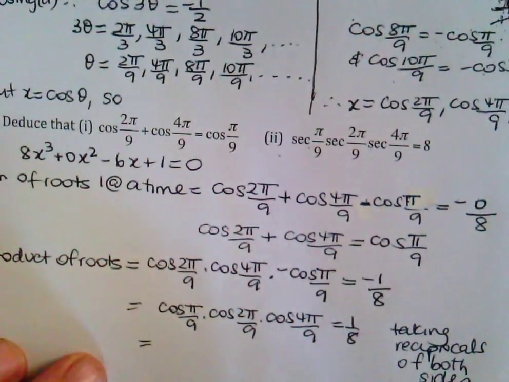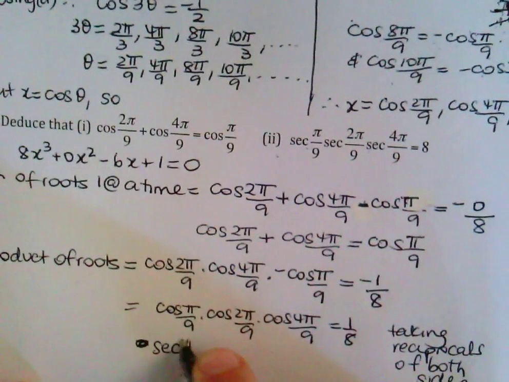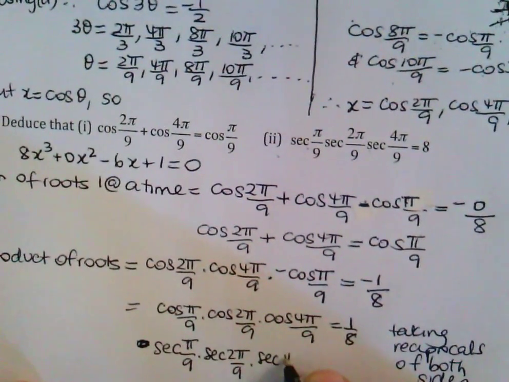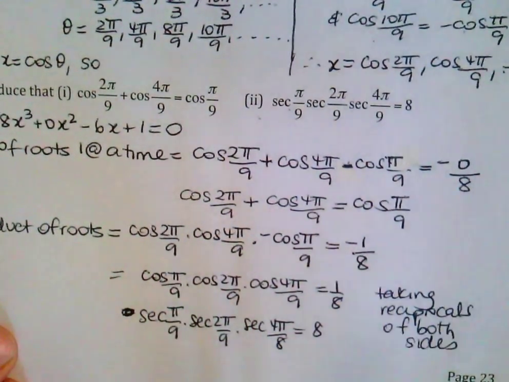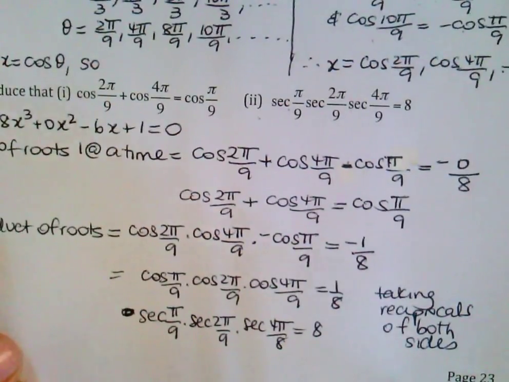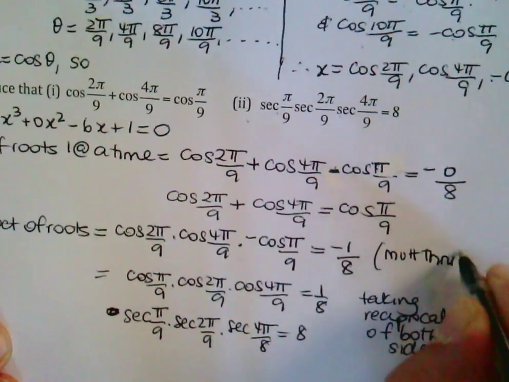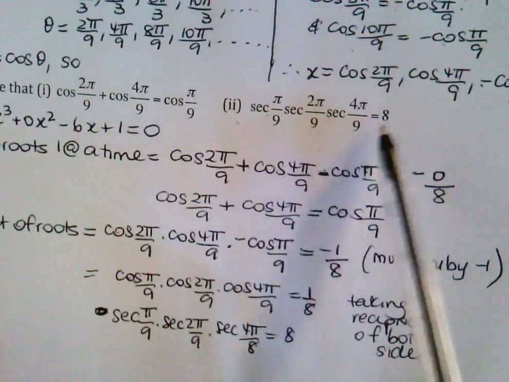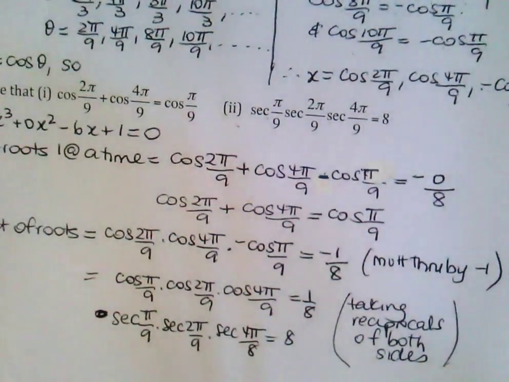We just get the result that we want. Therefore, sec of pi on 9 times sec of 2 pi on 9 times sec of 4 pi on 9 equals 8. Now, because it does say show that, deduce that, you need to say all this, taking reciprocals of both sides. I would even say here multiplying through by negative 1. If they just said come up with an expression for that and they don't give you the 8, then do what you want. But if they say deduce that, show that, you need to explain every single step.